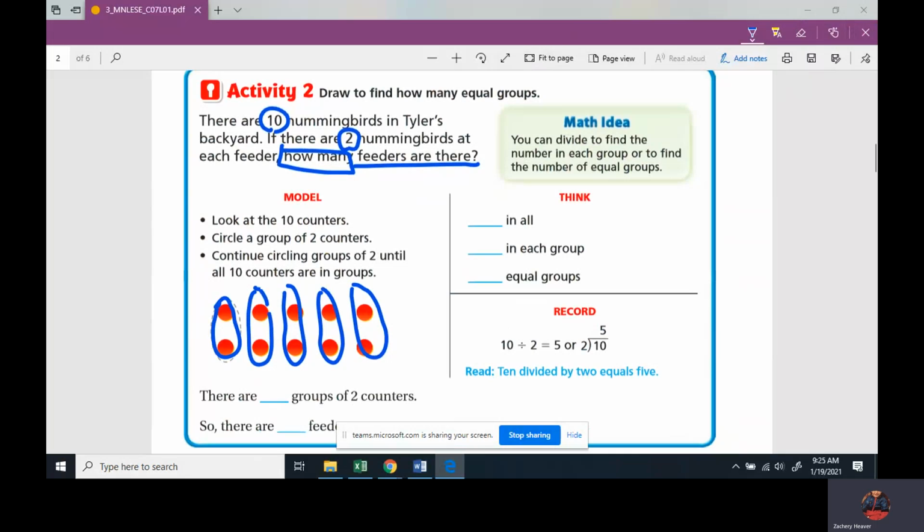So how many feeders do we have? McKenna? How many feeders do I have? I don't have 10. I have 10 total. I had 5. Good. So I have 5 groups of 2, which means there are 5 feeders. So it's 5 and 5 at the bottom.